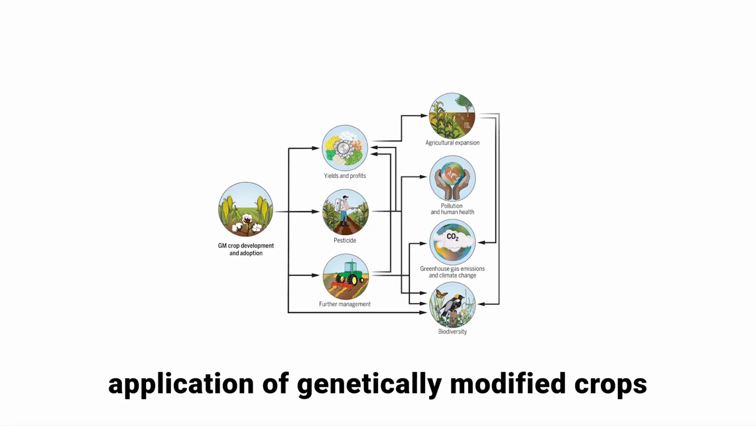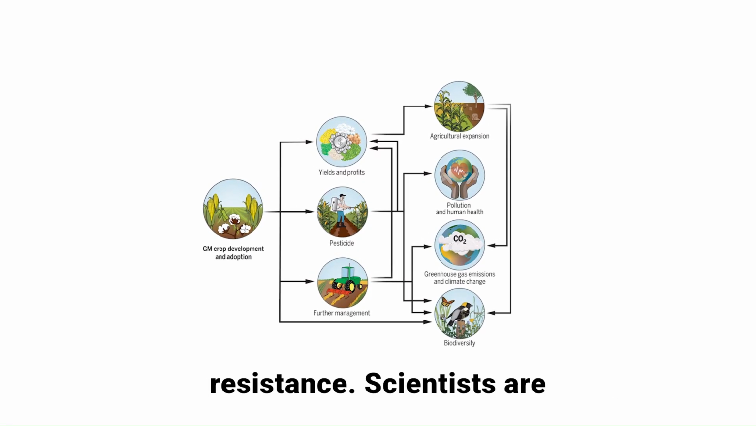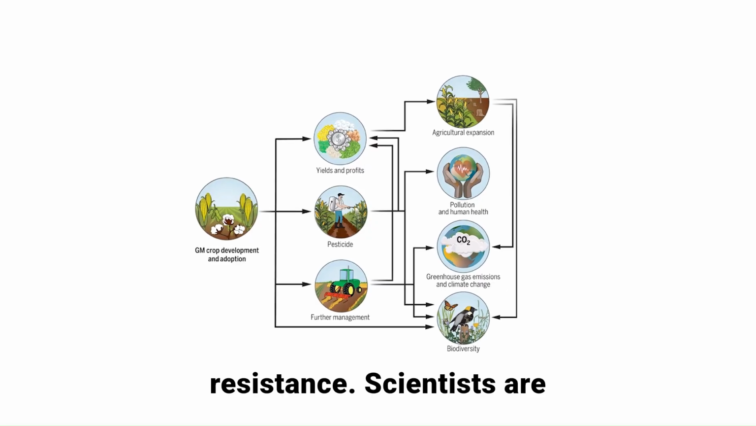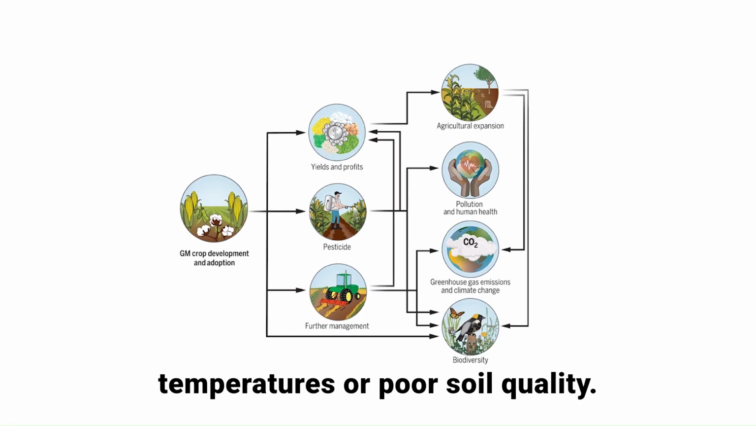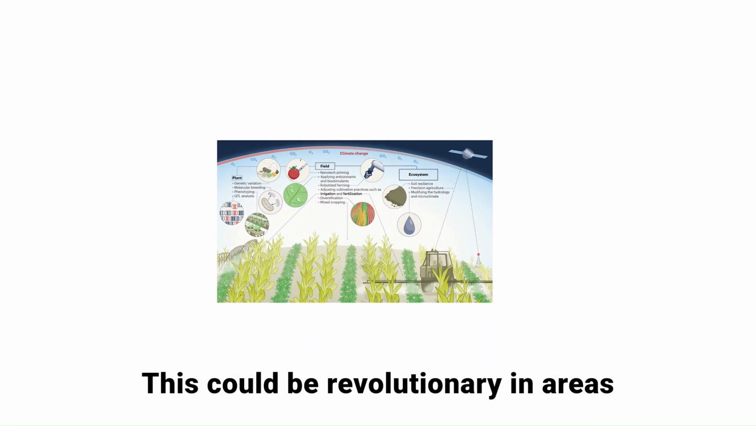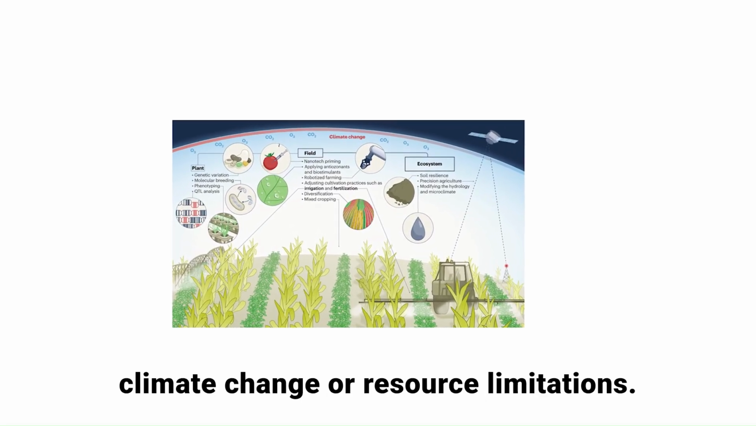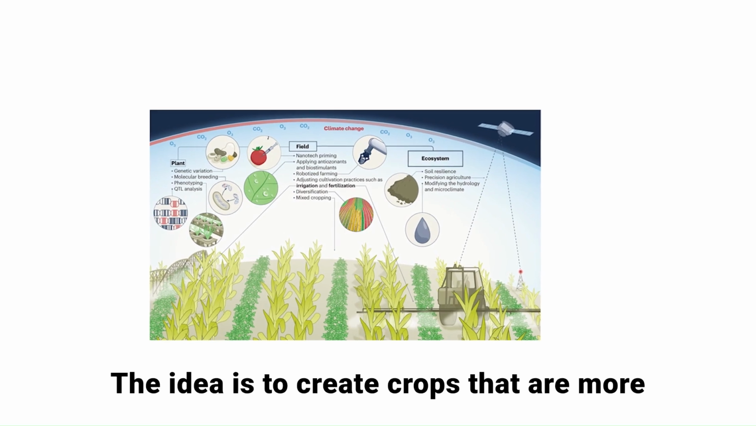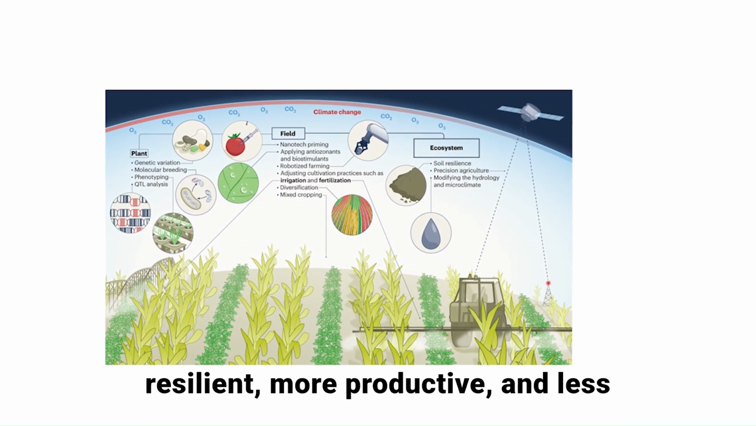But the application of genetically modified crops doesn't stop at nutrition or pest resistance. Scientists are working on crops that can tolerate harsh environmental conditions like extreme temperatures or poor soil quality. This could be revolutionary in areas where agriculture is challenging due to climate change or resource limitations. The idea is to create crops that are more resilient, more productive, and less dependent on chemical inputs.